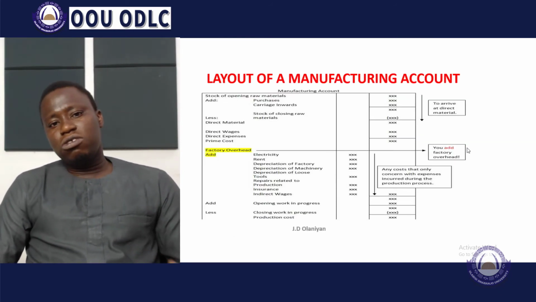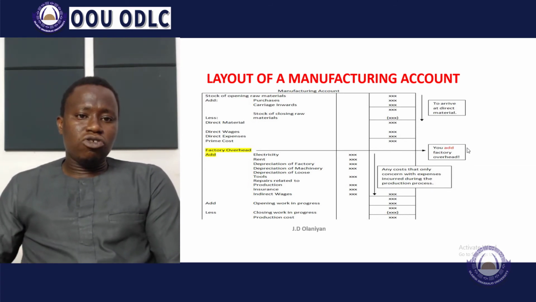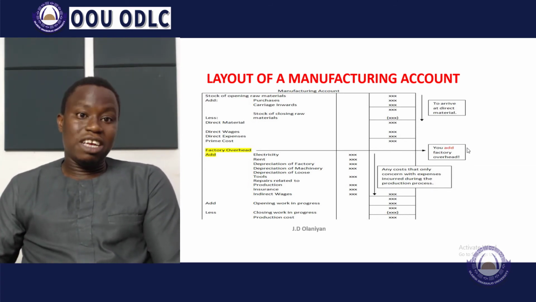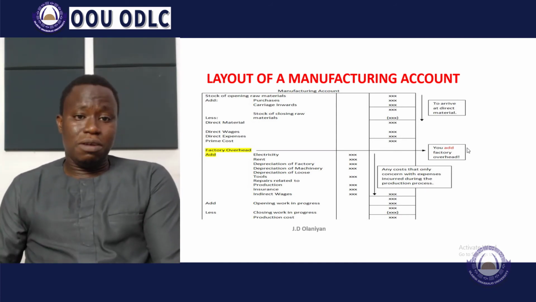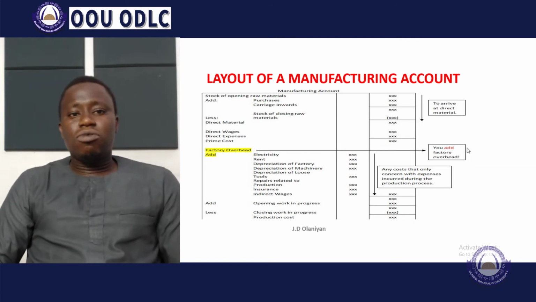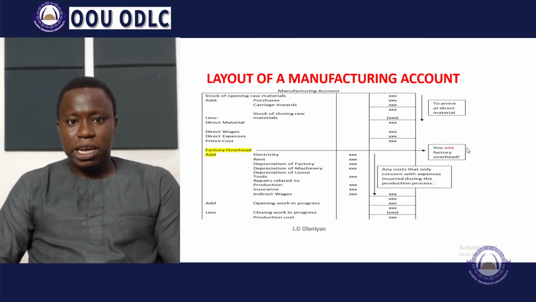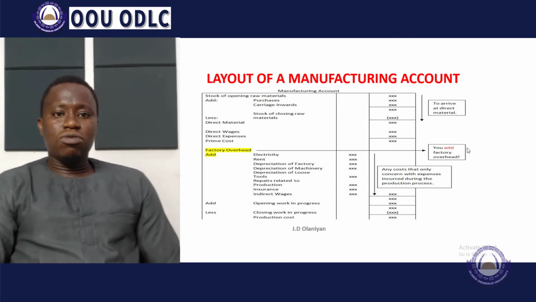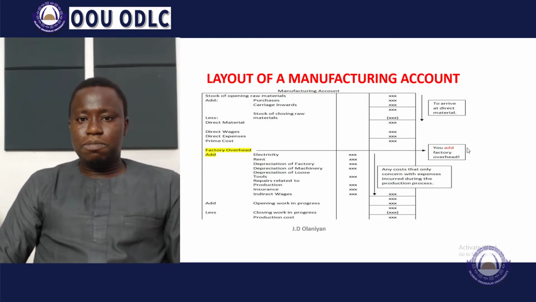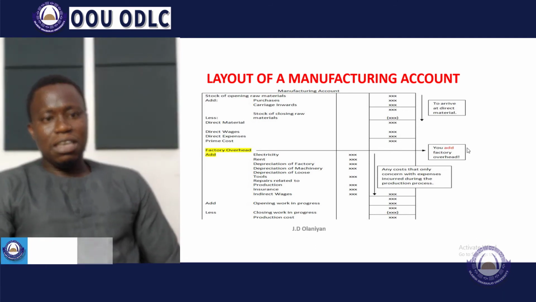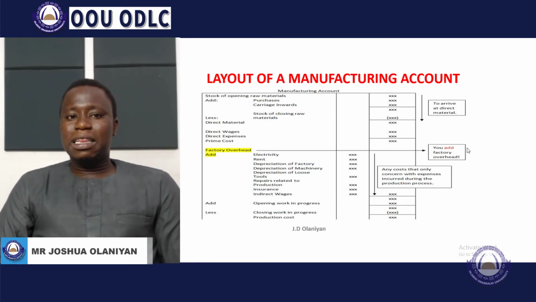Then if there are costs, that is the carriage inwards, the expenses you incur in transporting the raw materials from perhaps the market to your factory, that's what we call the carriage inward. So all of this you have to sum together, then you less the closing raw material, that is the raw material that you did not use for that period, you deduct that. So the summation of all of that gives you your direct materials.